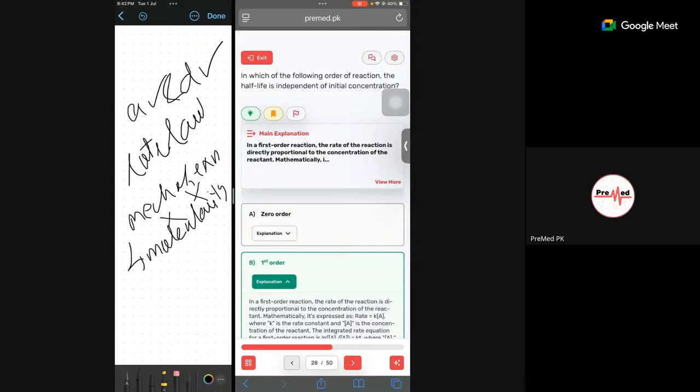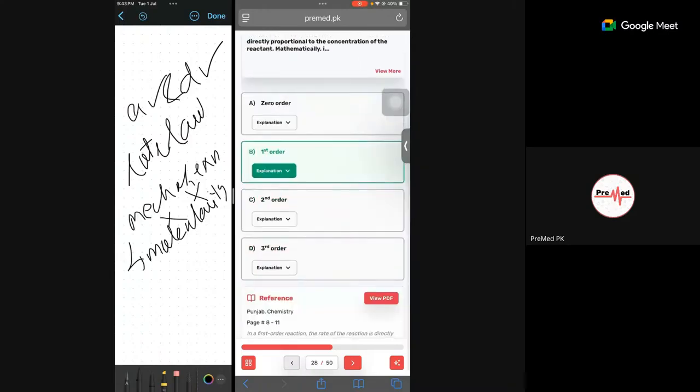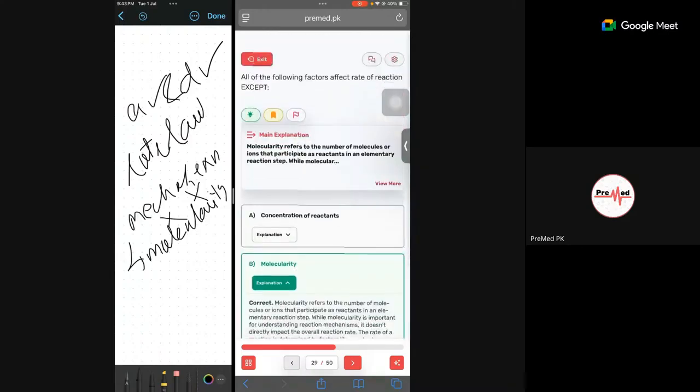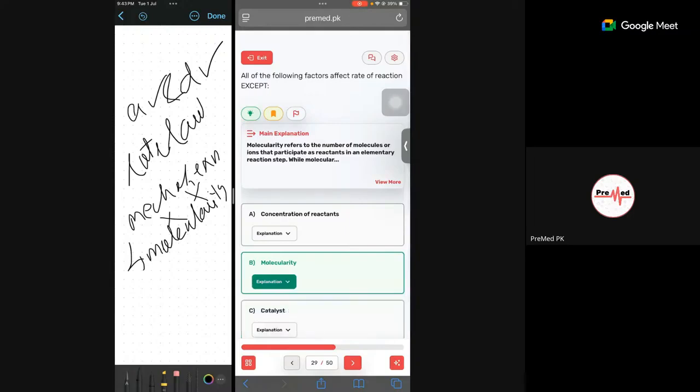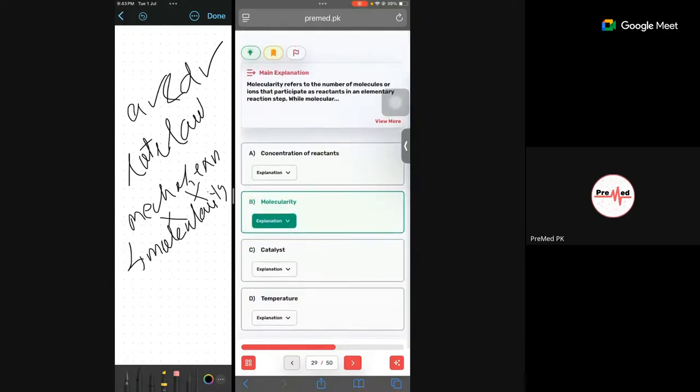Next we have: in which of the following orders of reaction is half-life independent of initial concentration? Well, in first order reaction, as I told you, in zero order reaction, it's quite the same. In second order reaction, it's doubling, etc. Next, we have that all of the following factors affect the rate of reaction, except. I've discussed with you all, an MCQ earlier came that the concentration of reactants, catalyst, and temperature are the driving force of the rate of reaction. So what is left is the molecularity, which is just the number of reactant molecule particles and nothing more.